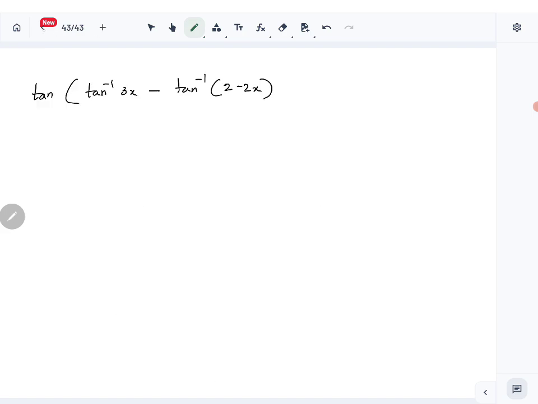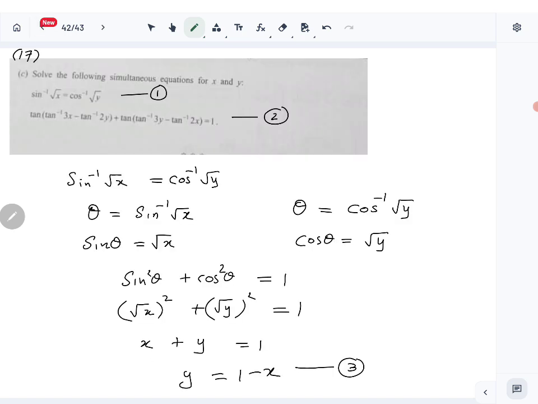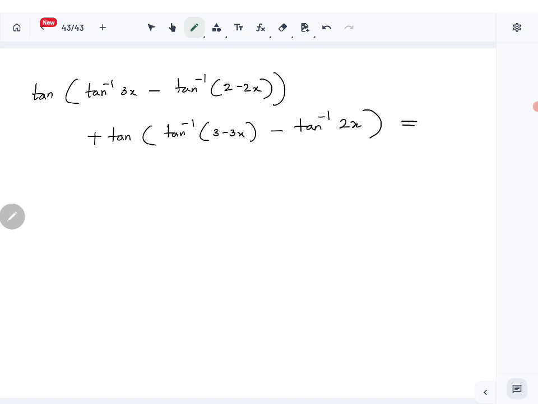So then 2y becomes 2 minus 2x, plus tan inverse 3y becomes tan inverse 3 minus 3x, minus tan inverse 2x equal to 1. So now we have rewritten the second equation in terms of x only. Now we have to find x, right?